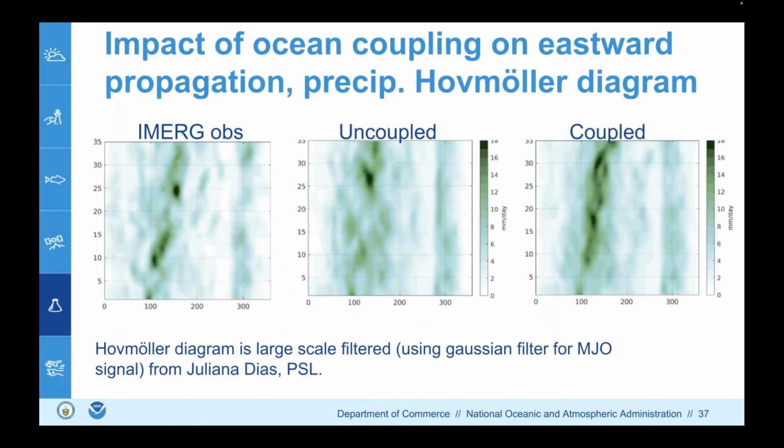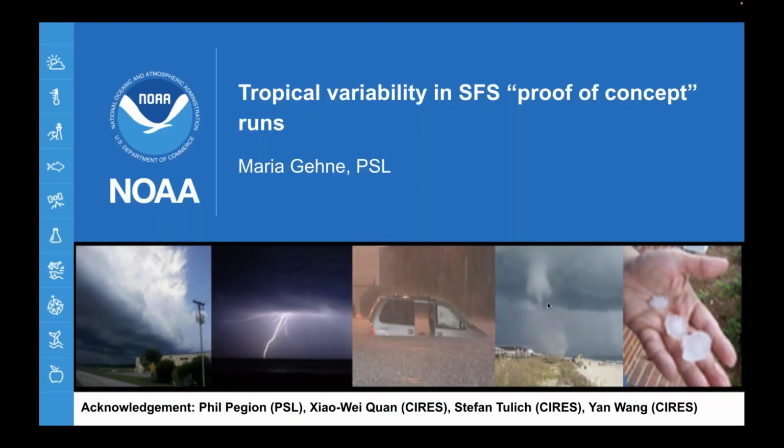You can see here the Hovmöller diagrams, and these look a bit smoother than the ones Maria showed, at least because they are large-scale filtered using a Gaussian filter for the MJO signal. This is from Juliana Diaz at PSL. And we see from the IMERG observation and two runs with the HR2, the uncoupled has a much lower amplitude in precipitation, and also there's more eastward propagation when we have a coupled. I think it's rather interesting, the impact of the ocean coupling on these convectively coupled equatorial waves. Okay, I think I'm going to pass it back to Maria to look a little bit more at the seasonal forecast system.